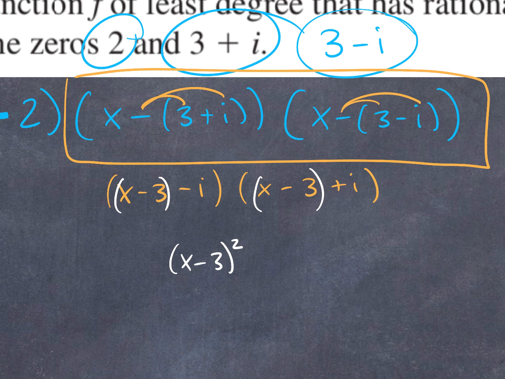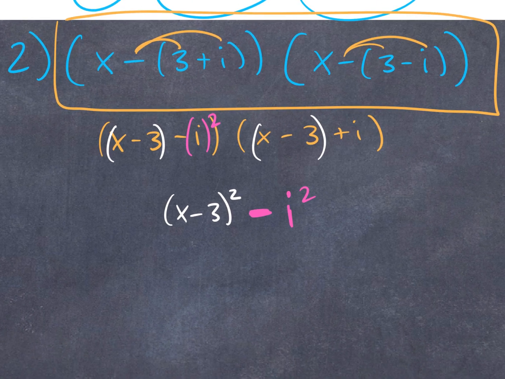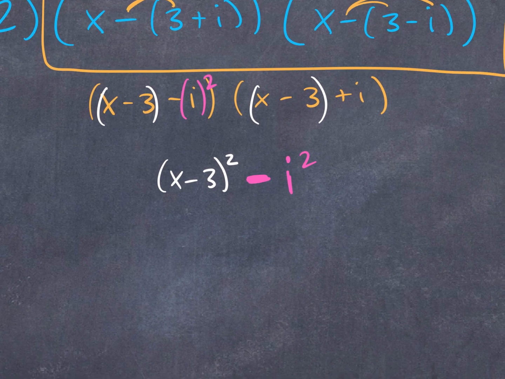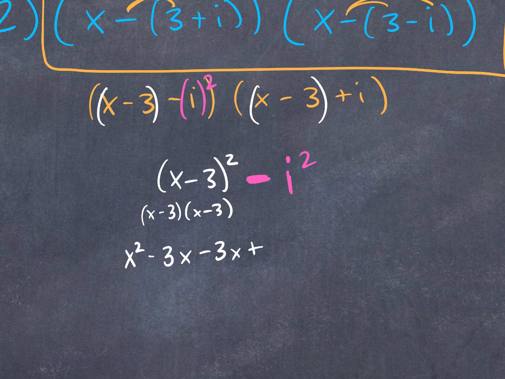What's my second term? If the 3 goes with the x, what's left? The i. So my second term would be the i, so i squared. So minus, it's always minus in the middle, i squared. So this is our shortcut when multiplying conjugates. So now I only have to FOIL out the x minus 3 squared. How do I multiply that? Write it twice, so x minus 3 times x minus 3, and FOIL it out. So we get x squared minus 3x minus 3x plus 9.